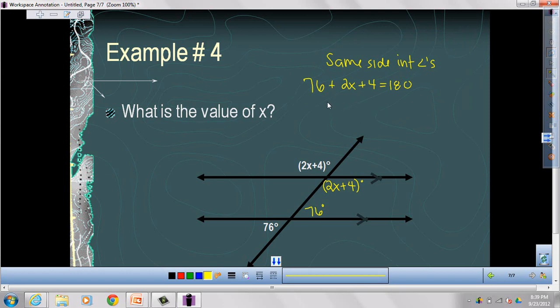Okay, so let's go ahead and solve. 76 plus 4 is 80, plus 2x equals 180. If we subtract 80 degrees, we're left with 2x equals 100. And when we divide by 2, x is equal to 50 degrees. So we've solved our problem using the same side interior angles theorem.